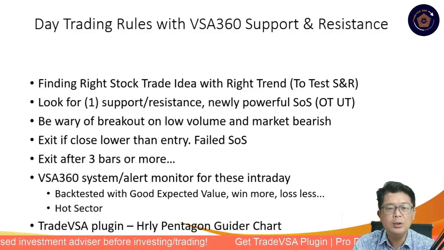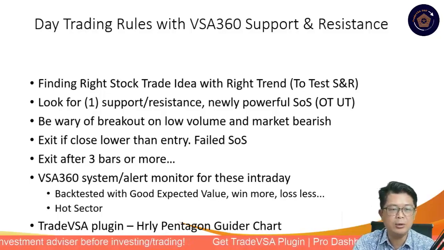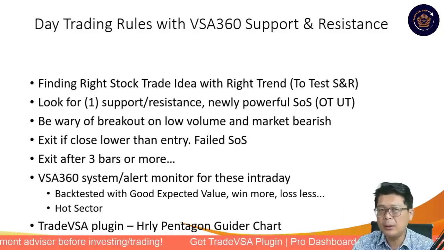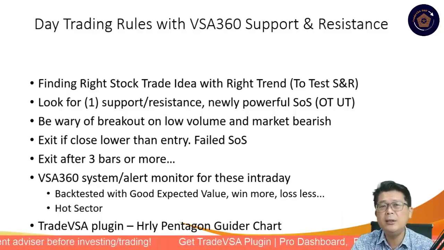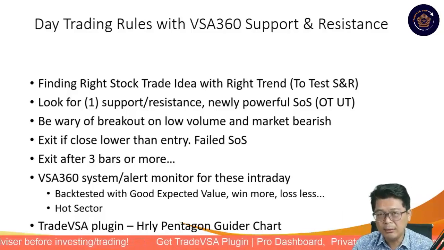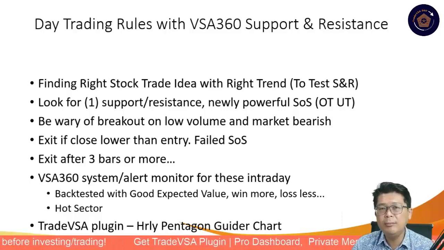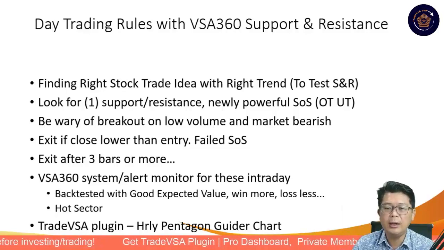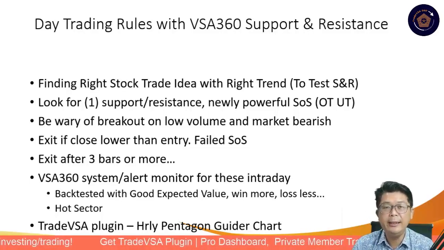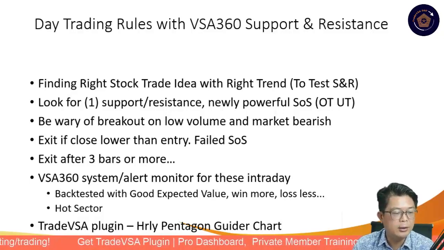Where is the support? Using the powerful SOS, sign of strength, overtaking of the upthrust. But at the same time, be wary of a breakout on low volume, especially right now when the market is bearish. We've seen a lot of breakouts, like we saw on the rubber glove stocks, and that's why we have a sell-off in here. It breaks out, but the volume is not substantial enough. Also check out that volume. If it fails to move higher and closes below the entry, then it becomes a failed SOS. That means the strength did not come in, so it's better to go.